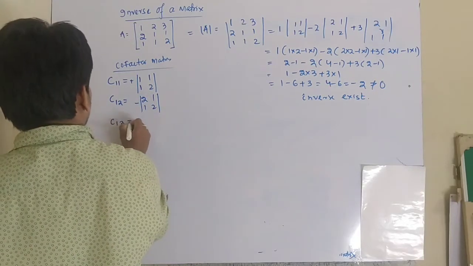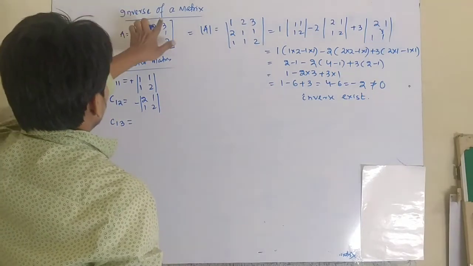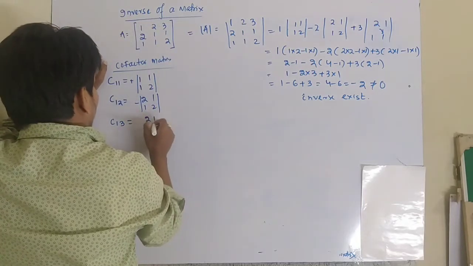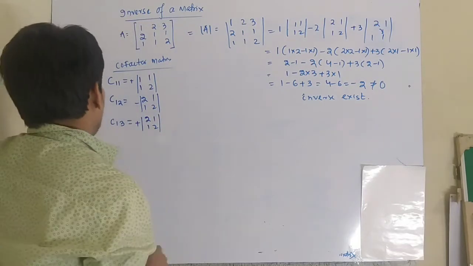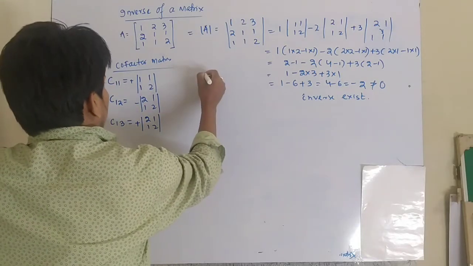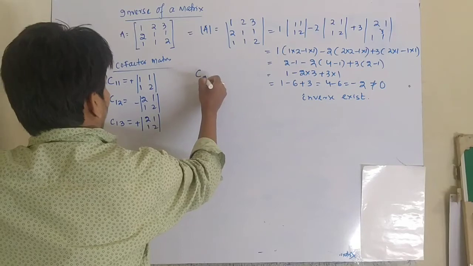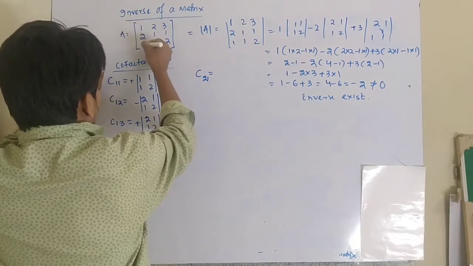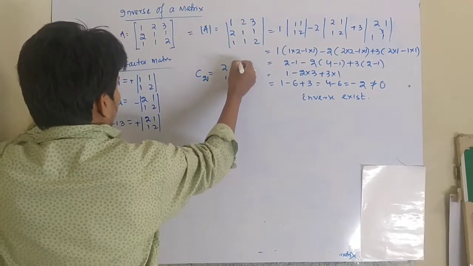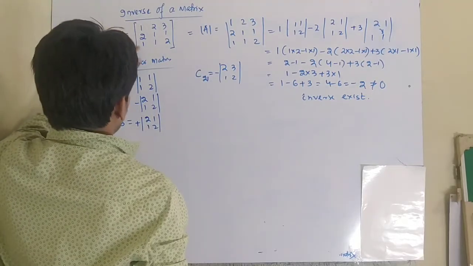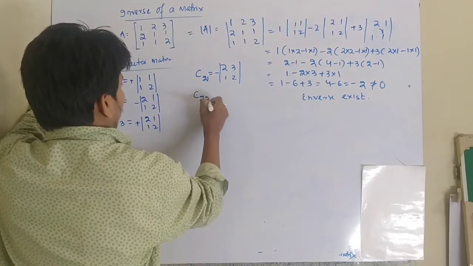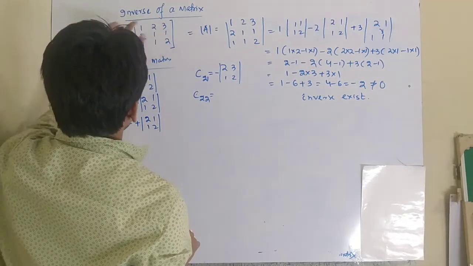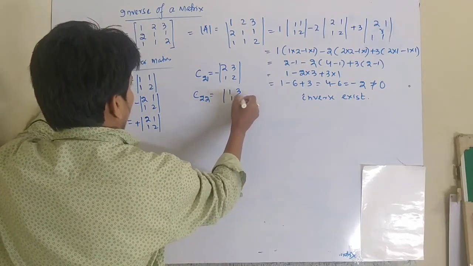Then C13. C13 is for 3. You have to forget this column and this row. So 2 1 1 2, and the sign is plus. Then C21. C21 for 2. You have to forget this row and this column. So the remaining 2 3 1 2, and the sign is minus, because the pattern is plus minus plus. And C22. C22 for 1. You have to forget this row and this column. So 1 3 1 2, sign it plus.